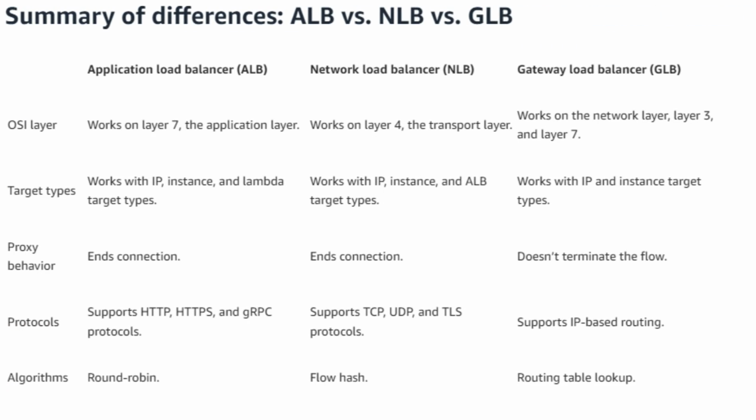Here is the summary of differences: ALB versus NLB versus GLB. Application load balancer, ALB. Focus: application layer, layer 7. Traffic inspection: examines HTTP headers, URLs, and SSL session IDs. Use case: best for routing based on content, such as distributing web traffic to different backend services.